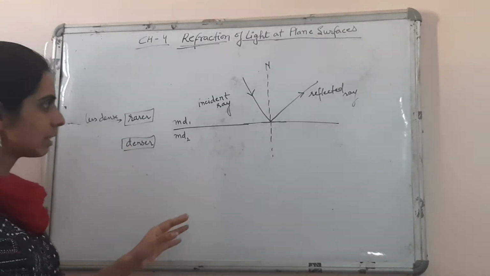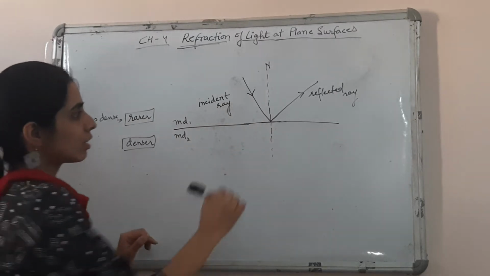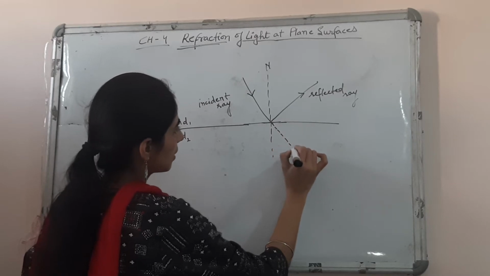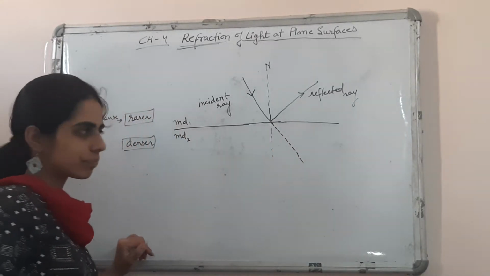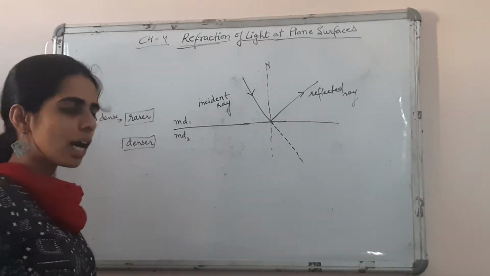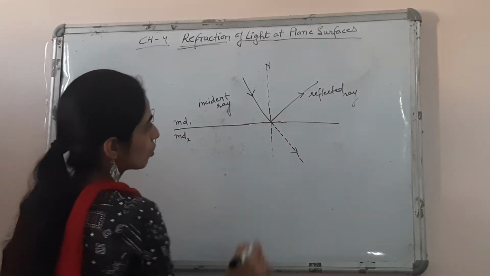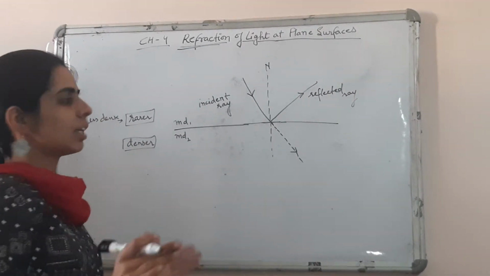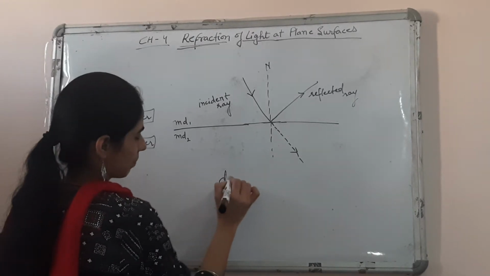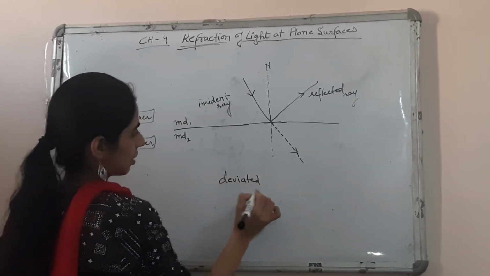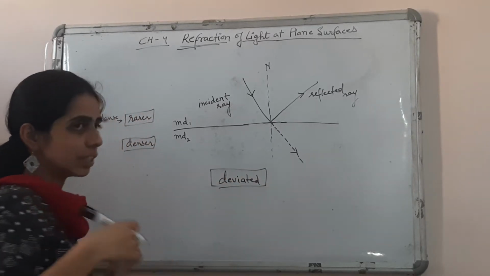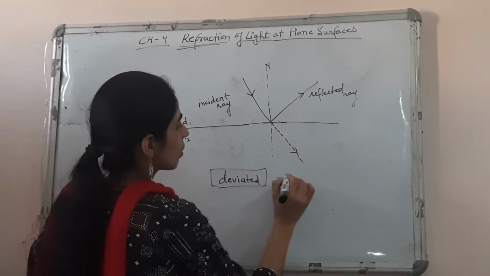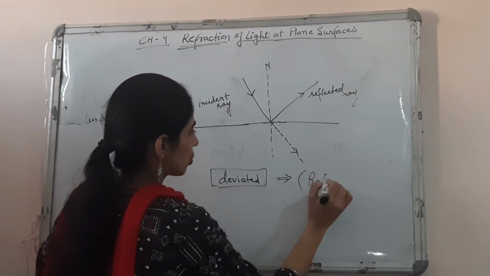So what will happen, children? When this ray will fall, it should have gone like this. Yes, it should have gone like this, but it does not happen. Somehow this ray which should go like this will get deviated from its path. It will try to change its path. So what is this deviation due to? Why did this happen? This deviation is what we call refraction.